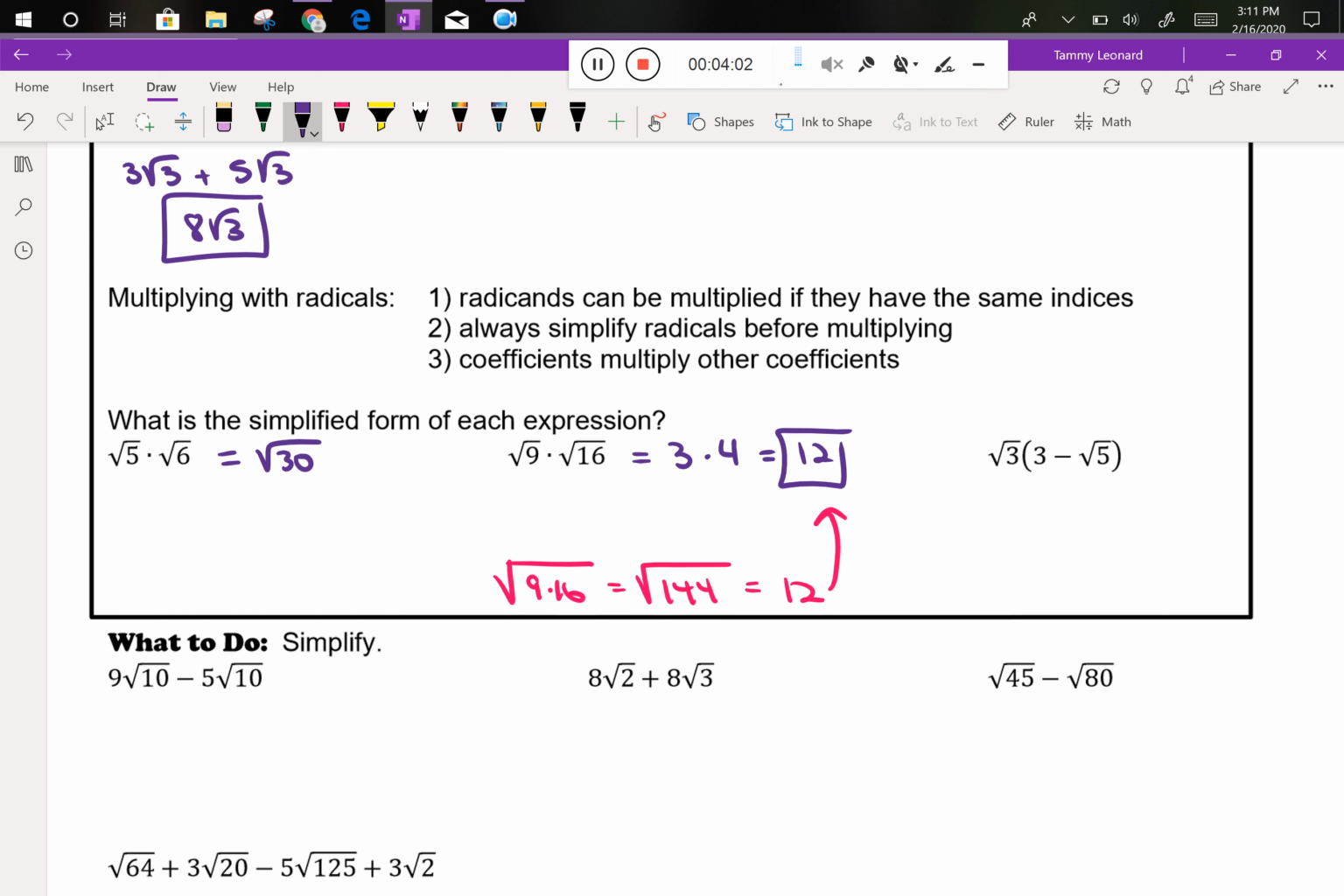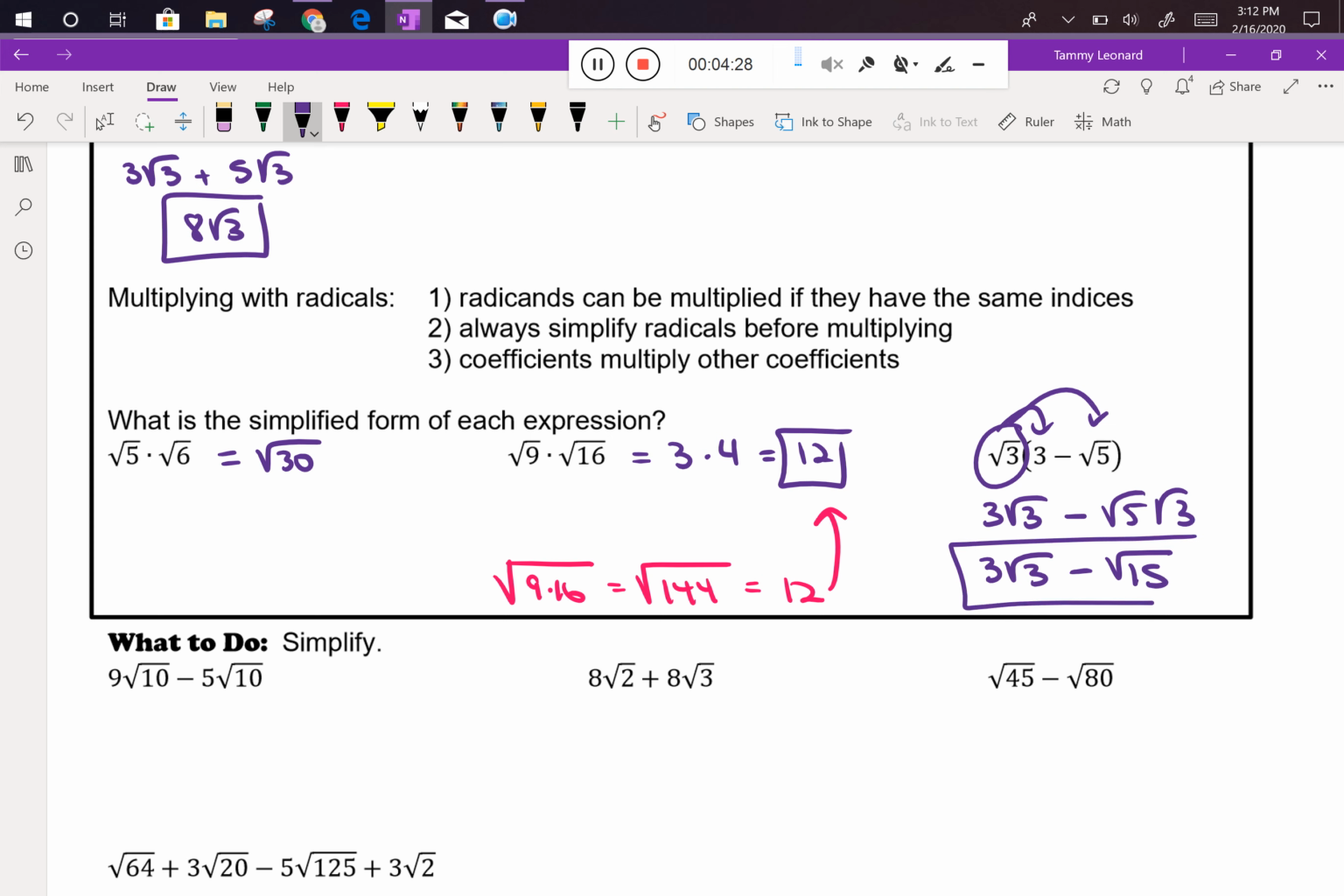When I have something like the last problem, I need to realize that this is a distribution problem. So first, I'm doing root 3 times 3, which will be 3 times root 3. And then I'm subtracting the square root of 5 times the square root of 3. Well, neither 5 nor 3 can be simplified this way, so all I can do is multiply them. I'm going to have 3 root 3 minus the square root of 15. Although those are both square roots, they don't have like radicands, so I can't simplify any further than that.